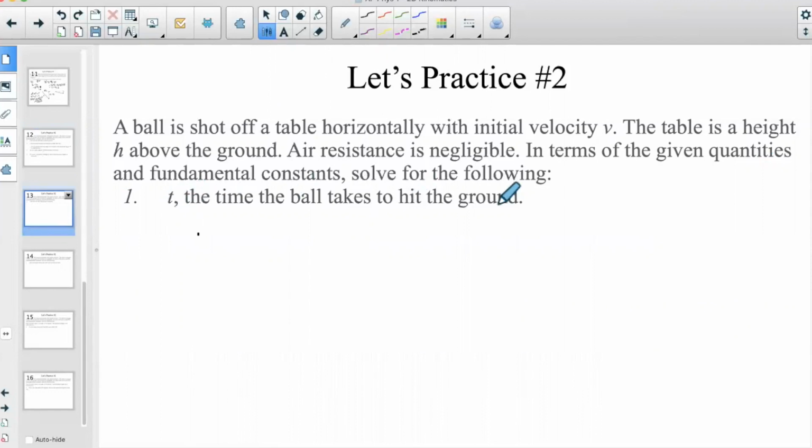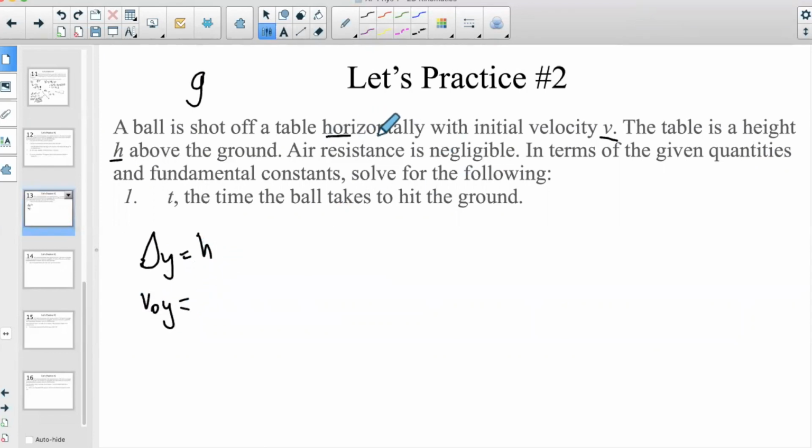So we're trying to figure out t here, right? It says in terms of the given quantities and fundamental constants. Fundamental constants are stuff like g, stuff that everyone knows what it is. It stays the same. h and v are what we're allowed to use here. Try to solve for t, the time the ball takes to hit the ground. So we know what delta y is. That's h.